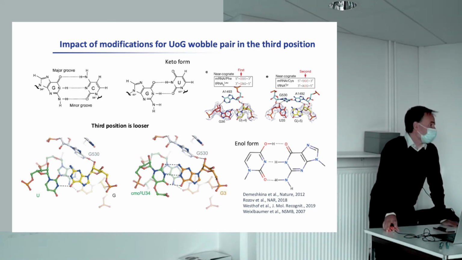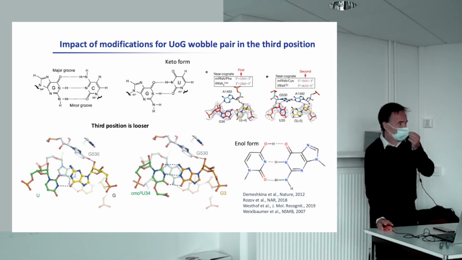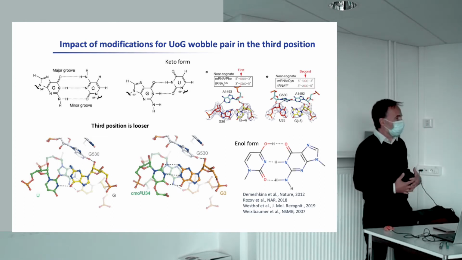What's going on when you have a modification? When you have a modification, you may change a bit this third position geometry. For example, here we have the classical wobble, UG, and here we have the same UG, but in the presence of a modification. So the uridine 5-oxyacetic acid, this one, cmo5U34. And as you can see, what is changing here? You have a normal wobble, and here you have a UG that looks like having a Watson-Crick interaction.